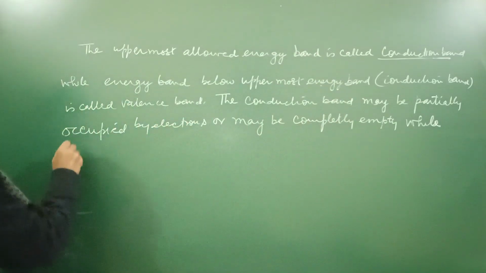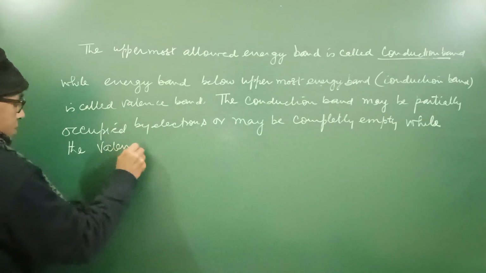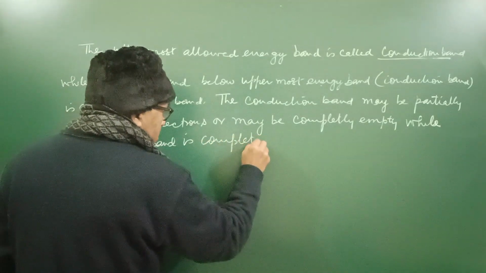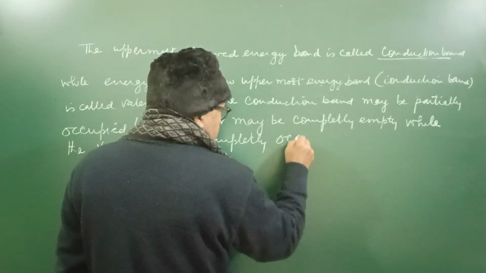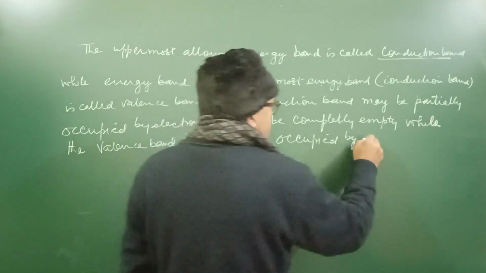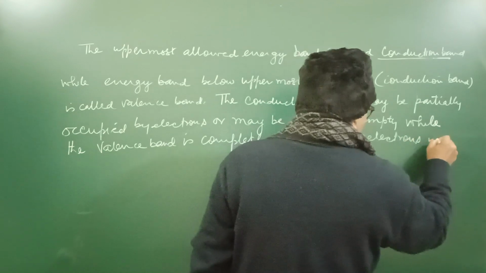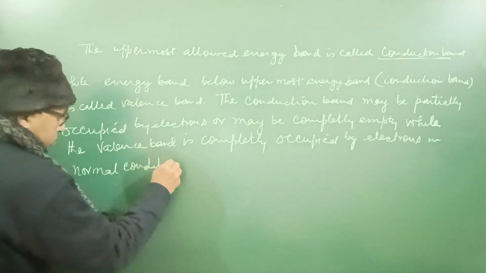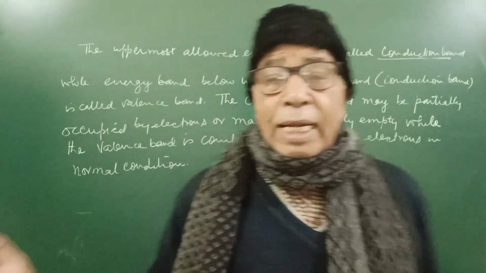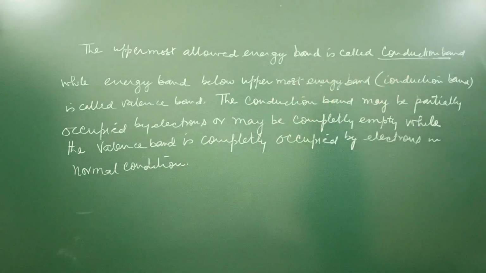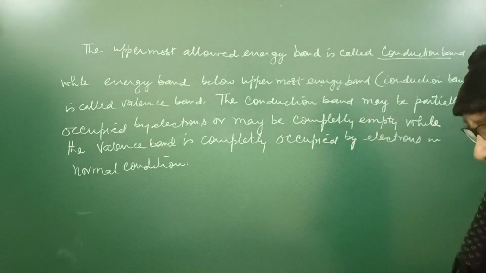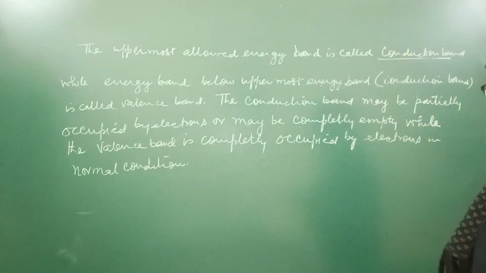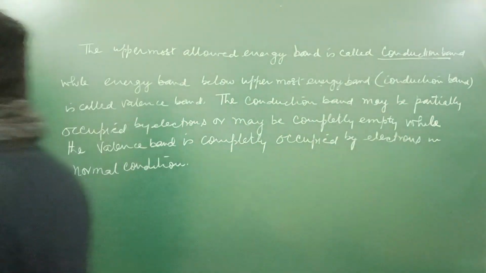While the valence band is completely occupied by electrons in normal conditions. Generally in the classroom the teacher gives the lecture and does not dictate these facts, so students are unable to write them themselves. So I am writing here, please make note of these facts. This is a very important topic because it will help you to understand the action of semiconducting devices.